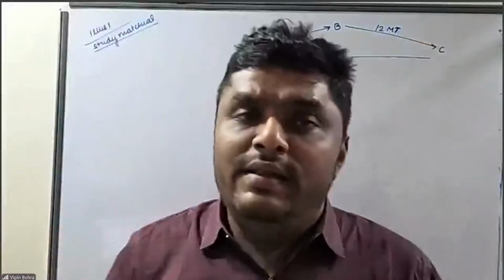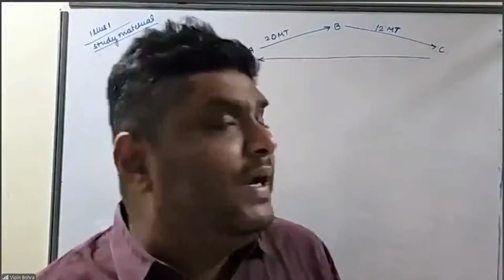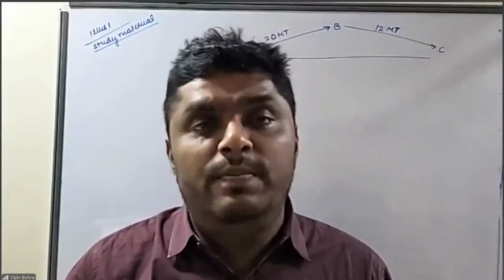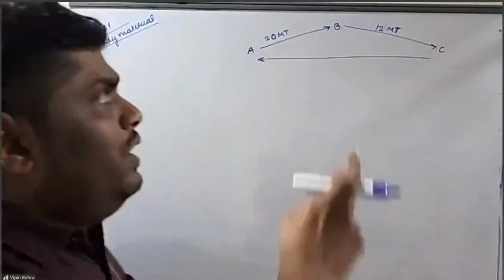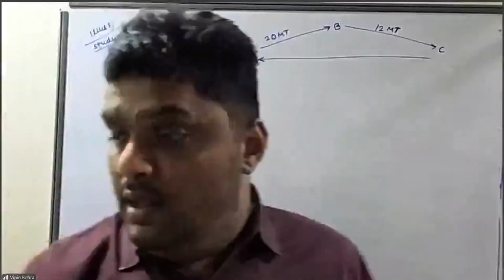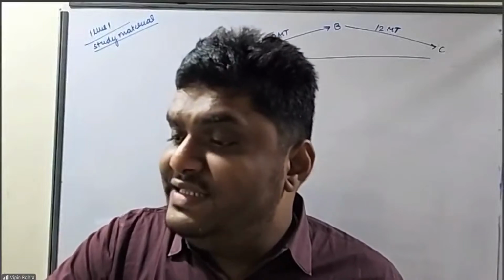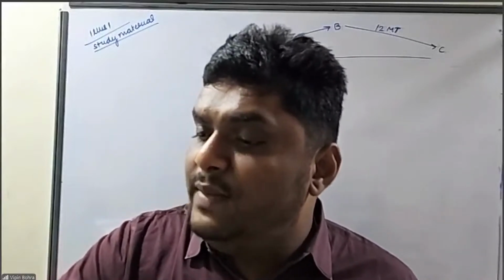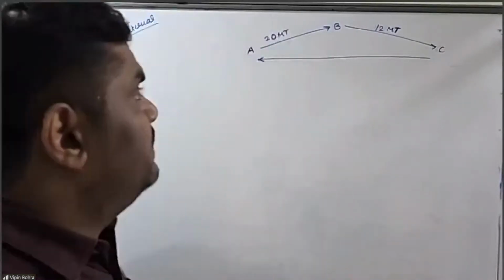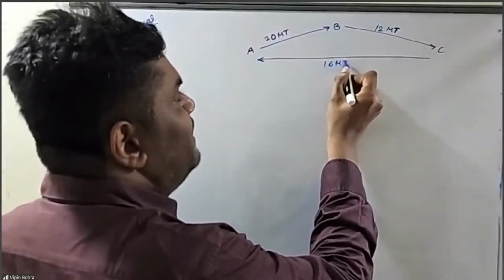I repeat again, the truck started with the load of 20 metric tons, of which 8 metric tons were unloaded at station B. So it means only 12 metric tons were transported from B to C. Now in the return journey, they are saying it reaches station A with a load of 16 metric tons loaded at station C. So from C to A, they are going with 16 metric tons.